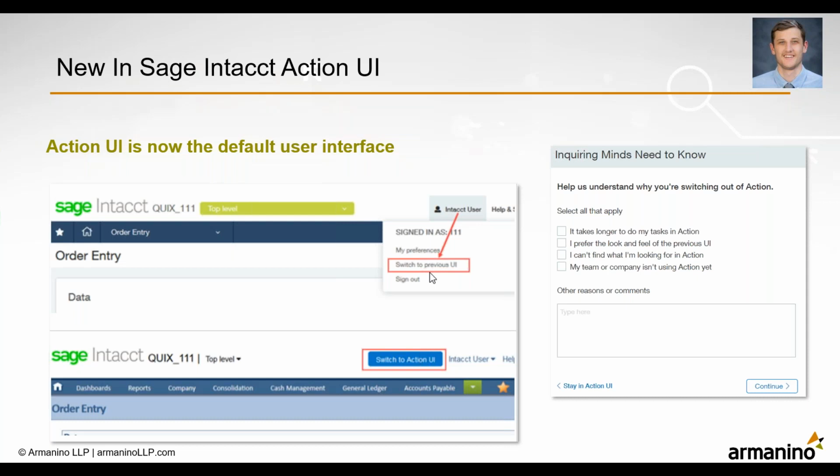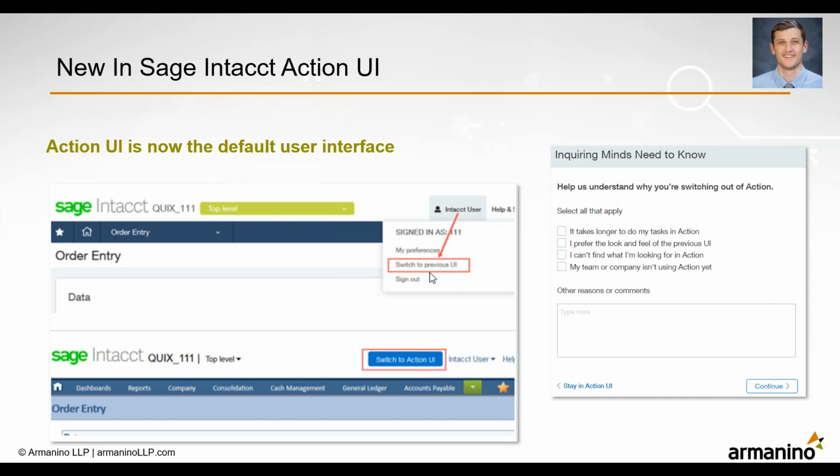If you ever need to switch back to the previous UI for any reason, you're going to be prompted with a dialog box asking you why. And this screenshot on the right side of your screen is what you're going to see when you switch to the UI. This is basically here to help Intacct understand and hopefully resolve whatever your issue is with the UI, and it's going to make Action UI a lot stronger in future releases.